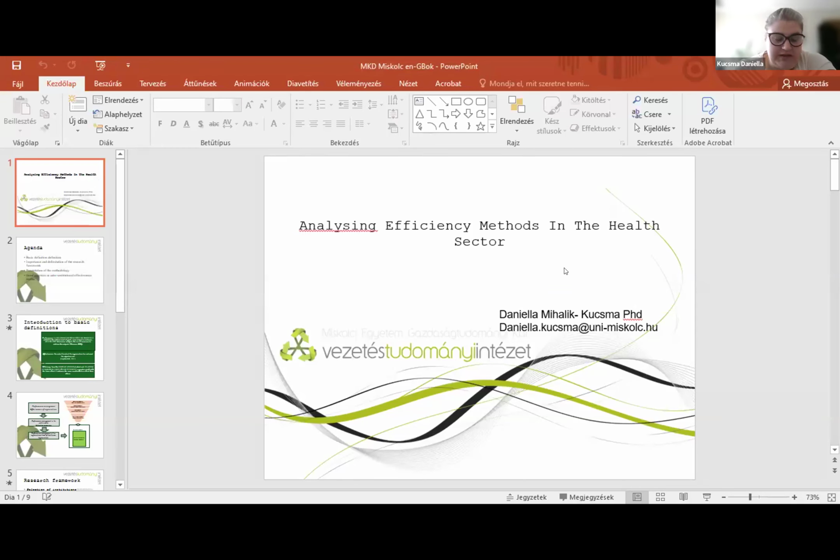So my topic is, and I wrote in this topic my PhD, analyzing efficient methods in the health sector in Hungary, because I teach and I live in Hungary, in a big city. This city is not the main city in Hungary. This is the big city, 200 kilometers from the main city. This is Miskolc, and Miskolc is a big city and has many people who use the health sector.